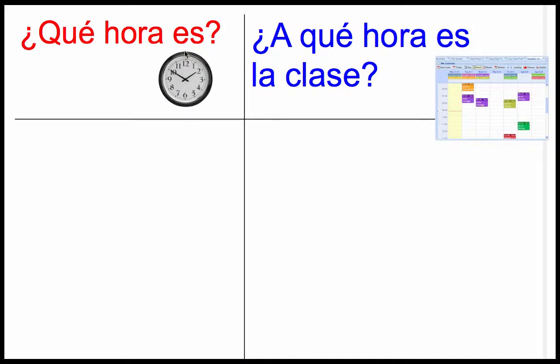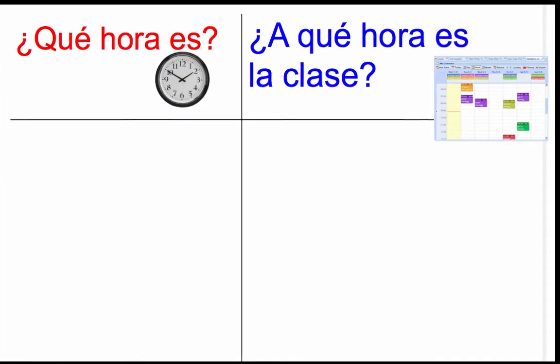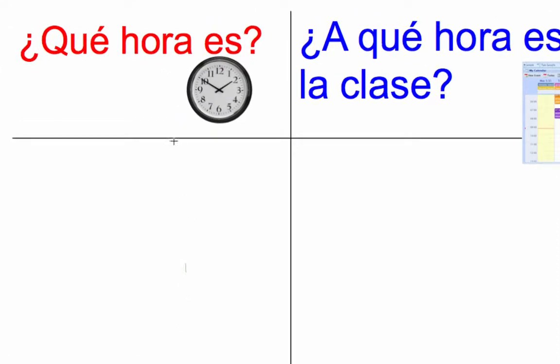So there's two different questions that you can ask here. ¿Qué hora es? And ¿a qué hora es la clase, for example? What time is it right now? And at what time is the class? So let's talk about the first one, ¿qué hora es? You need to be looking at a clock in order to answer this question. This is somebody asking you, what time is it right now? And you're telling them the time.